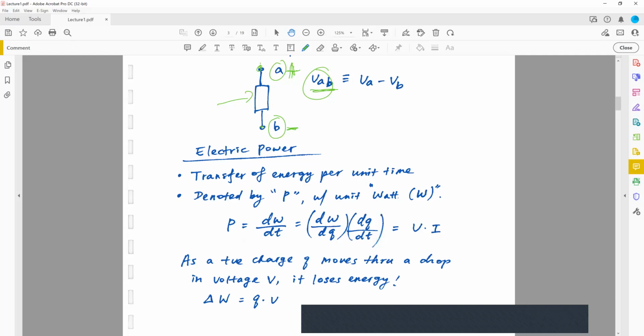As a positive charge Q moves through a drop in voltage V, you will lose energy. Delta W, the change in energy, is simply equal to the charge times the voltage.